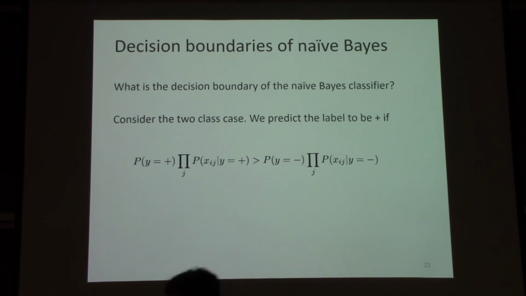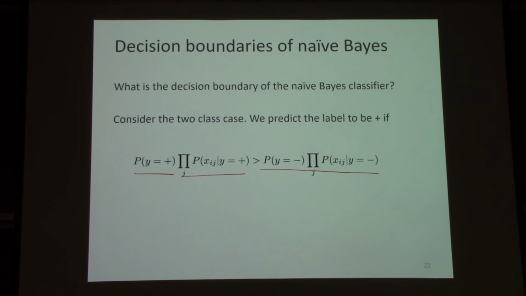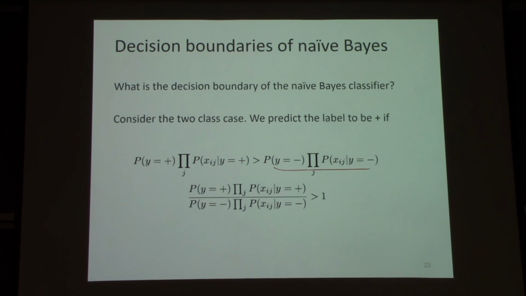How do you predict the label is positive? You predict the label is positive if this quantity times this quantity for the positive class is more than the same thing for the negative class. The prior times likelihood for positive is more than the prior times likelihood for negative. Then you say the label is positive. But we can bring one side down, and you predict the label is positive if the prior times likelihood for positive divided by the prior times likelihood for negative is more than 1, assuming there are no zeros here. Let's assume there are no zeros.